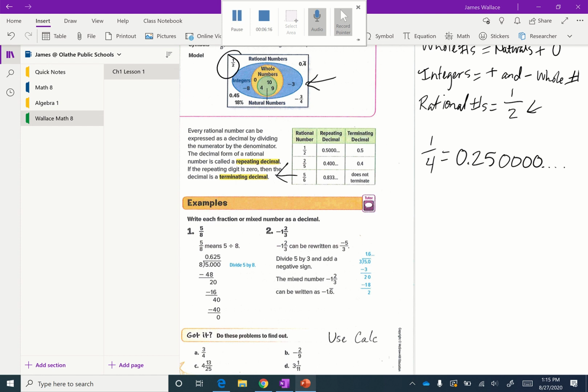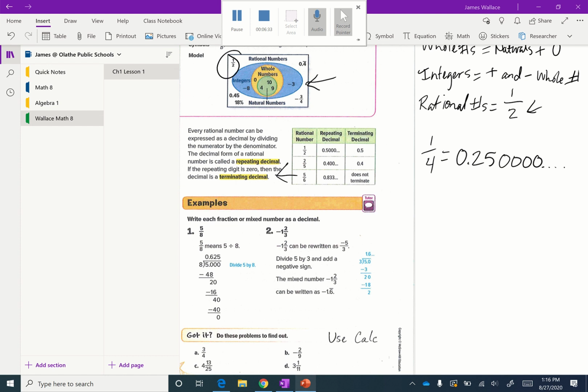Do you want them? So there's your example. Sorry, a little interruption, but that's your example of a terminating decimal. Okay, so 0.25 or 25 hundredths is going to be a terminating decimal.